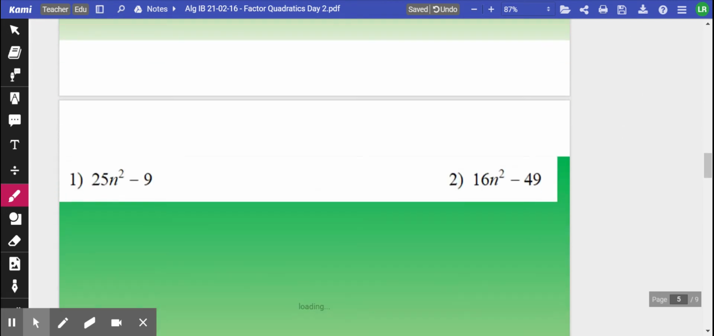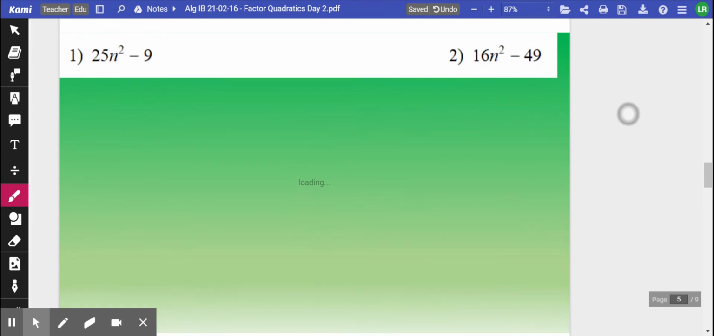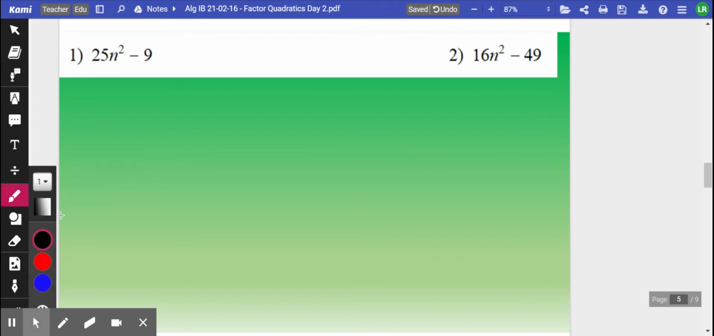So let's look at 4 of these together. So let's look at this one. We have 25n squared minus 9. Now again, you still do have to check the first part. What can I divide out? Smallest number's 9. Can't divide by 9 or 3, so 1, it's done. And I'm actually going to be able to go to my answer immediately.